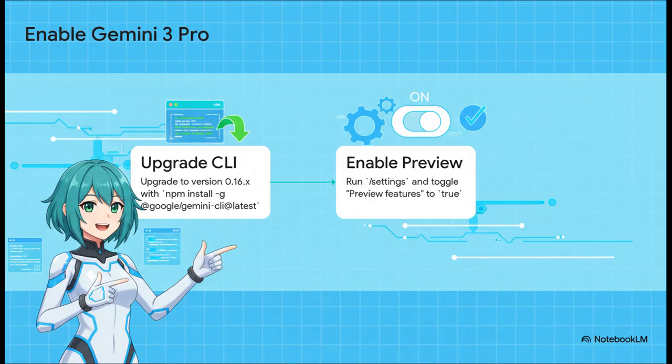So if you're one of the lucky ones with access, turning it on is super easy. It's literally just 2 steps. First, you'll want to upgrade your CLI. Then, just run the /settings command and flip the switch for preview features. That's it. You're all set to try out some really cool new stuff.